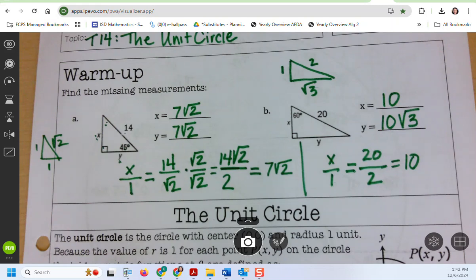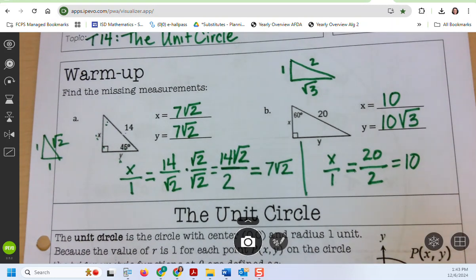All right. So that's just the background knowledge that's going to help you make some sense of the unit circle. Okay. Any questions before we move on to our new notes? Okay, can I move on?